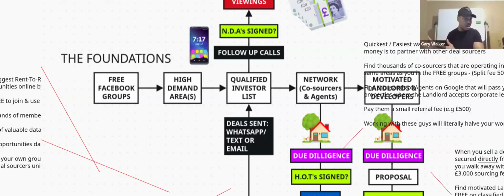Because we're able to go directly to them. Whereas most deal sources, they get a deal, they have to post it in the group, and they have to wait. They literally have to play the waiting game. They post the deal in the group and hope that the most serious investor that's ready to take that deal straight away just stumbles across it.